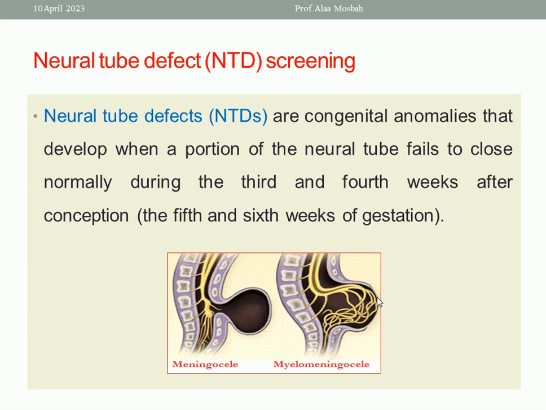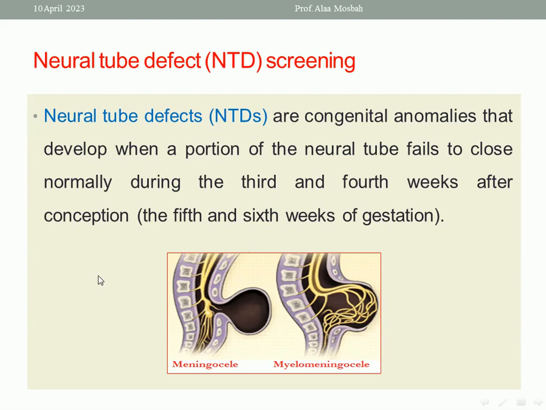So, the congenital anomaly here occurred due to what? Due to failure of the closure of the neural tube, which normally happens during the third and the fourth weeks after conception. So, we define neural tube defect as a congenital anomaly that develops when a portion of the neural tube fails to close normally during the third and the fourth weeks after conception.